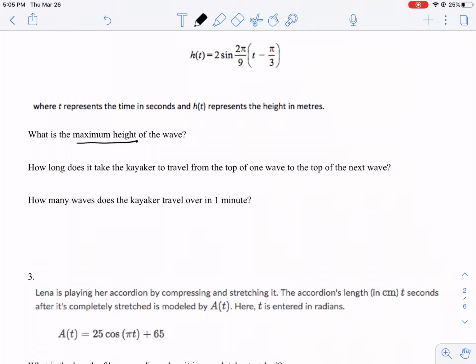So we have a sine curve here, and sine curves look like that. So your midline goes through here. We are looking for that point.